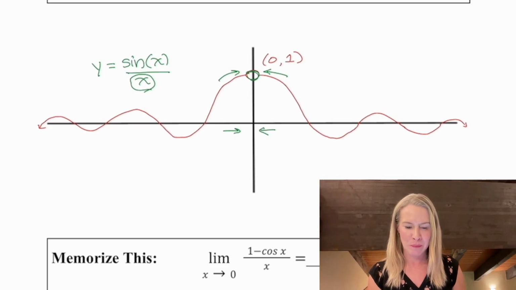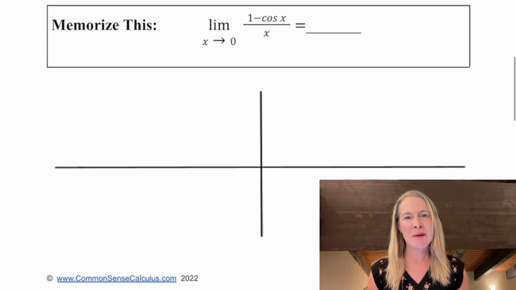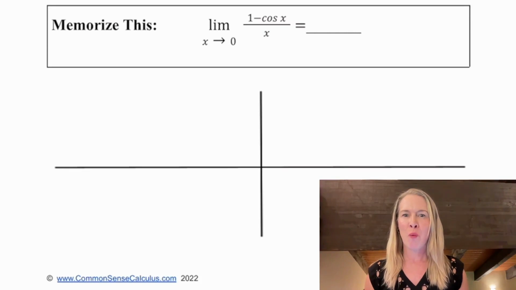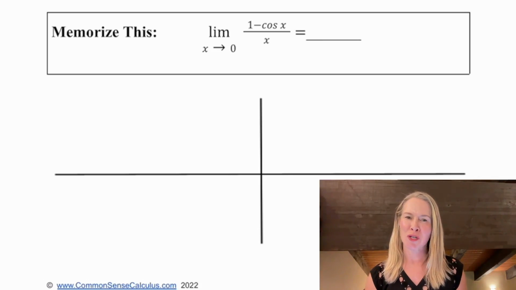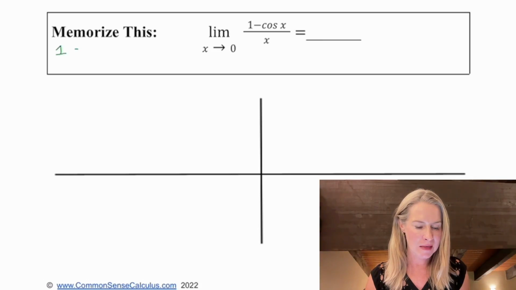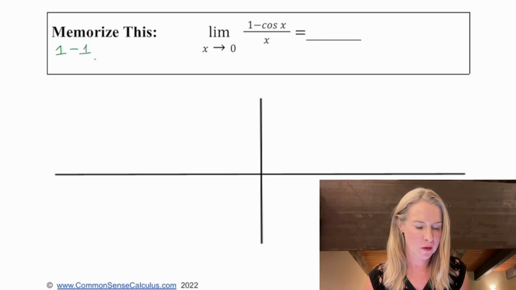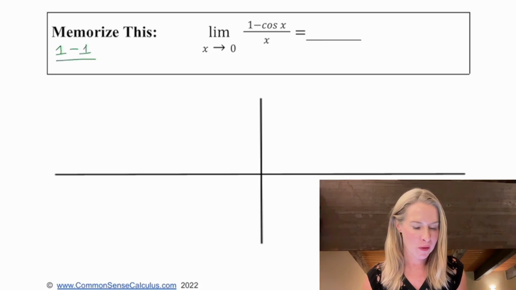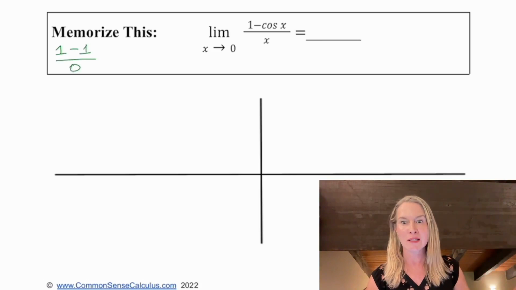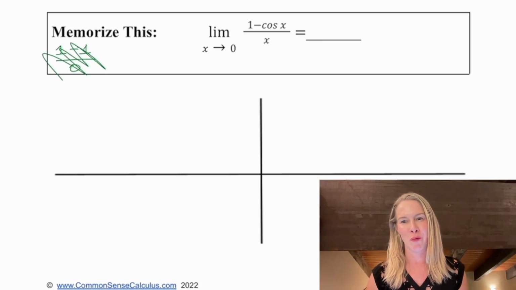But remember, a limit is asking you where is the graph heading, and this graph from both sides is heading towards y equals 1. The other trig limit you're expected to have memorized is this one, the limit as x goes to 0 of 1 minus cosine x over x. Starting with direct substitution and plugging in x equals 0, we would get 1 minus the cosine of 0, which is 1, in the numerator, and we'd have 0 in the denominator, and that's 0 over 0, which again tells us nothing. So we need to look at this function in a different way.